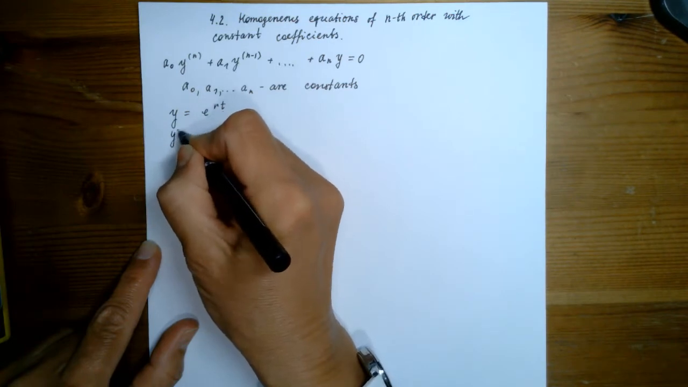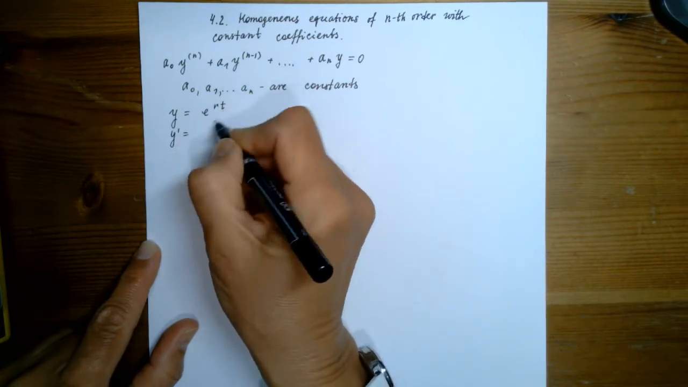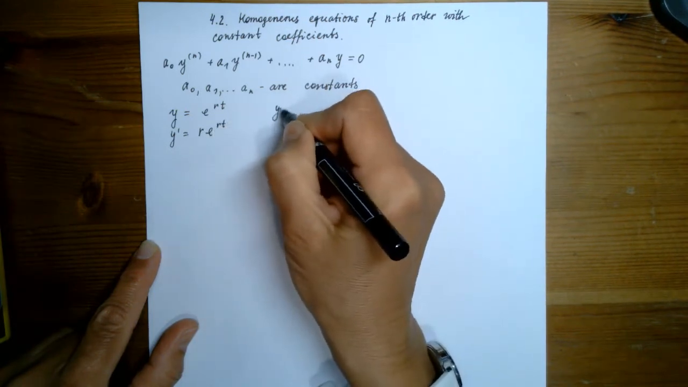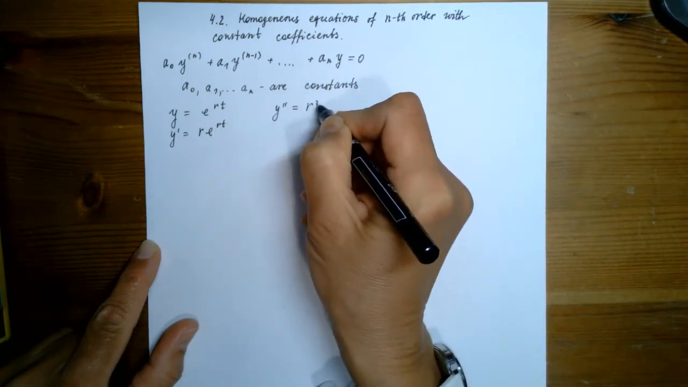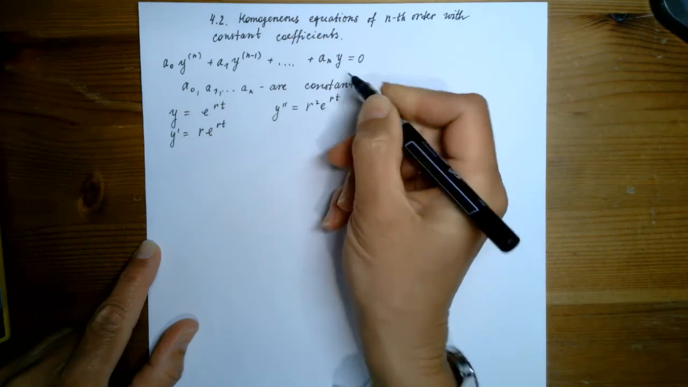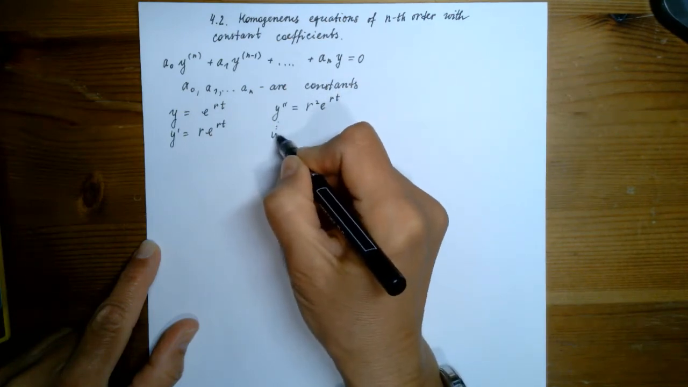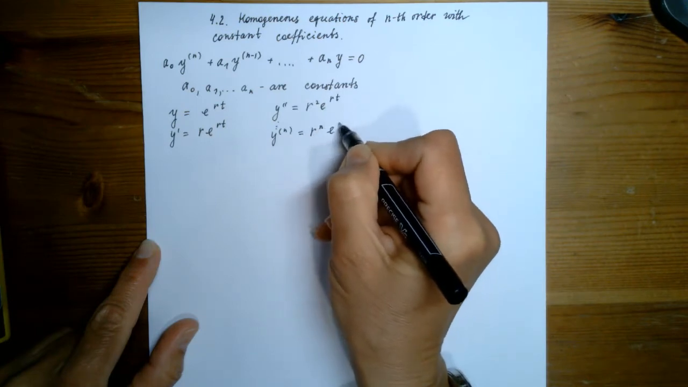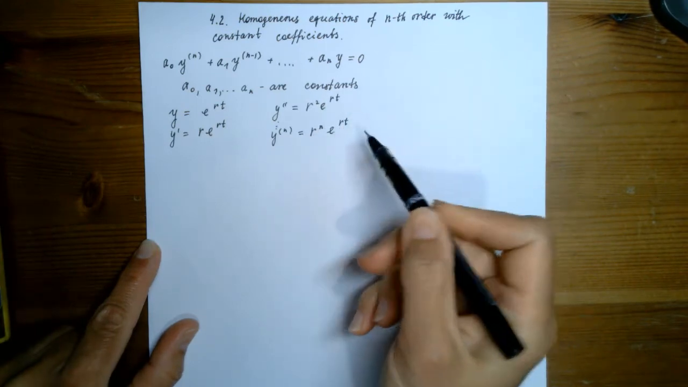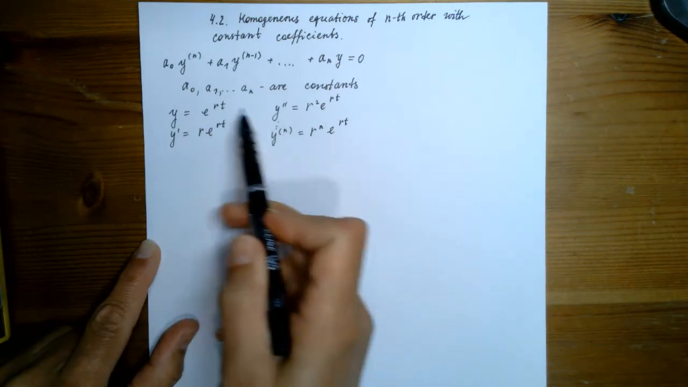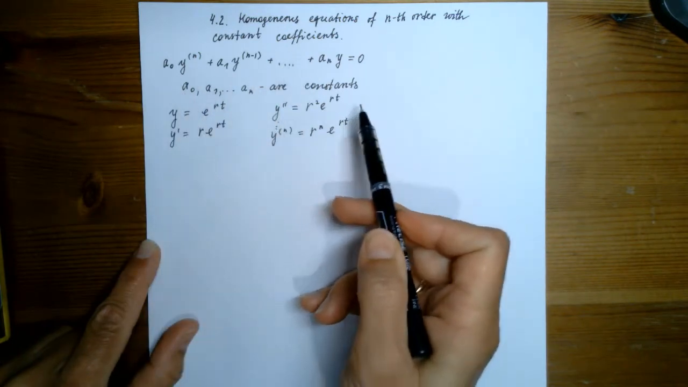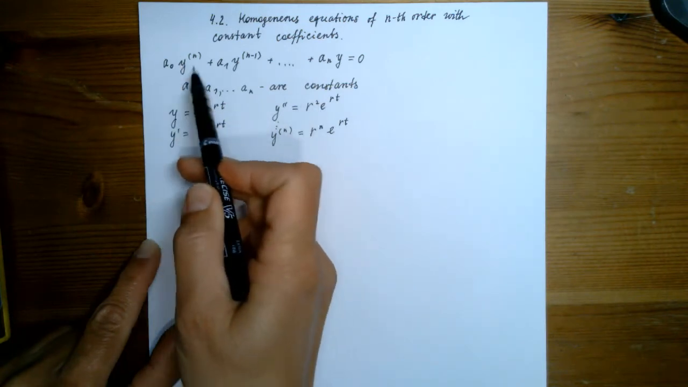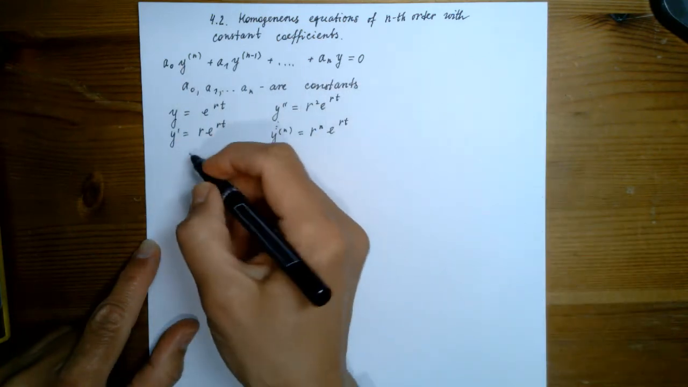So, first derivative of e to the power of rt is r e to the power of rt, right? Second derivative is going to be r squared e to the power of rt. And nth derivative is going to be what? r to the power of n e to the power of rt. Well, I'm going to plug in all these derivatives into the equation. I'm going to take e to the power of rt outside of the parentheses just because it's going to be repeated everywhere, and I'm going to get my characteristic equation.